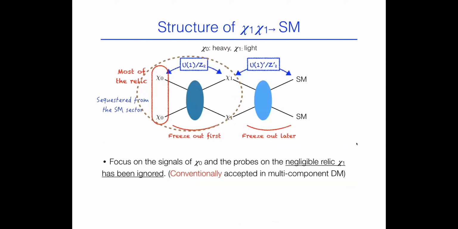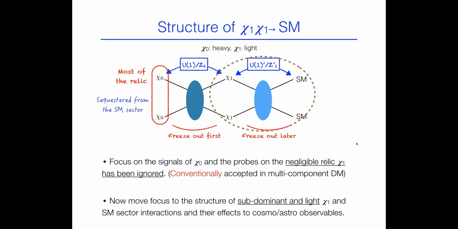So far, we have focused on the signals coming from this channel, from the annihilation of heavy dark matter, which is the dominant relic, into the light dark matter pair. And we have ignored the direct observation of the negligible relic light dark matter, which is conventionally accepted in multi-component dark matter models, as I mentioned before. Now, let us move our focus to the subdominant light dark matter component and the interaction between the light dark matter and the standard model sector, and their effects on cosmological and astrophysical observables.